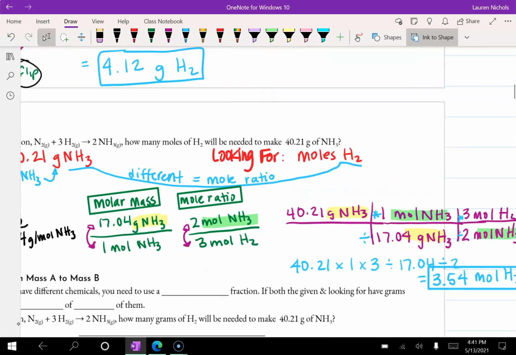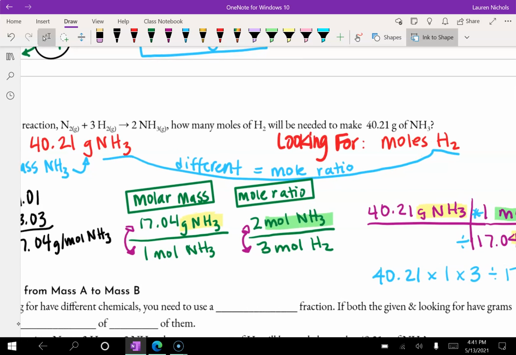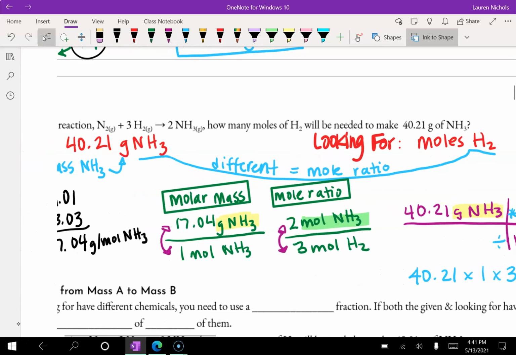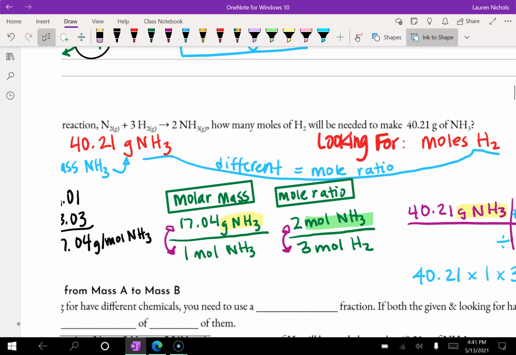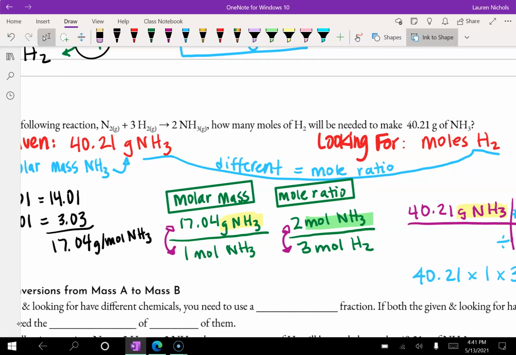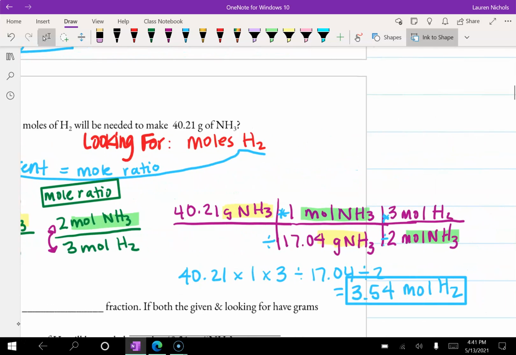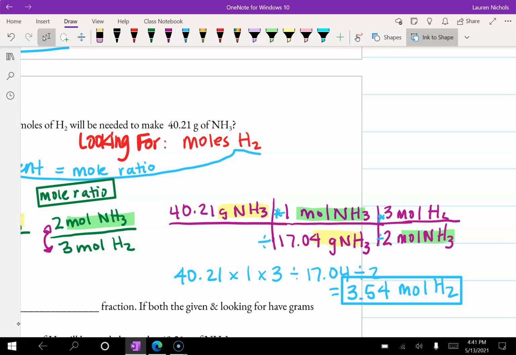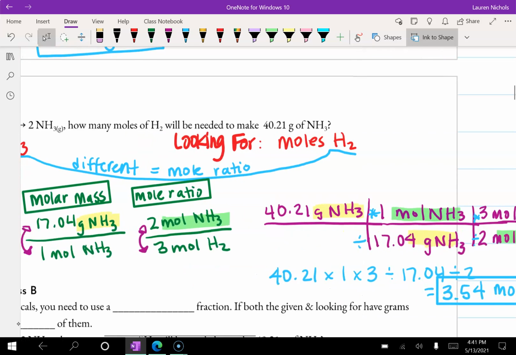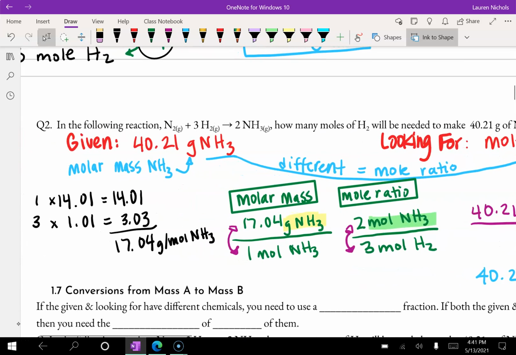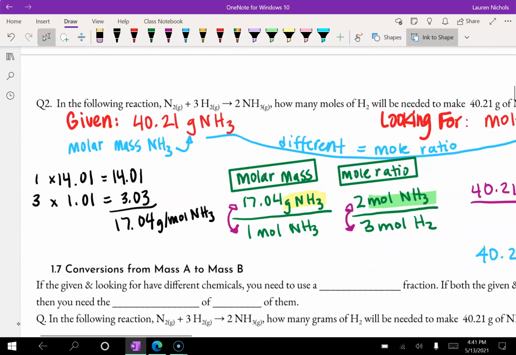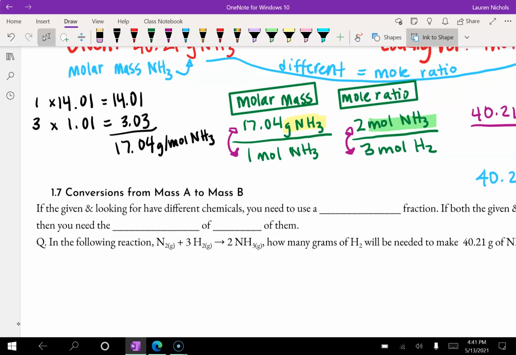You should have used a molar mass and a mole ratio fraction because your chemicals, what you're given and what you're looking for, are different. And we see a G for grams next to NH3. So when you set up your T-chart, it should have looked like this, and your answer should be 3.54 moles of H2. So again, check your work against what I have, and remember, show all of your work. Write down your units, write down your chemicals.